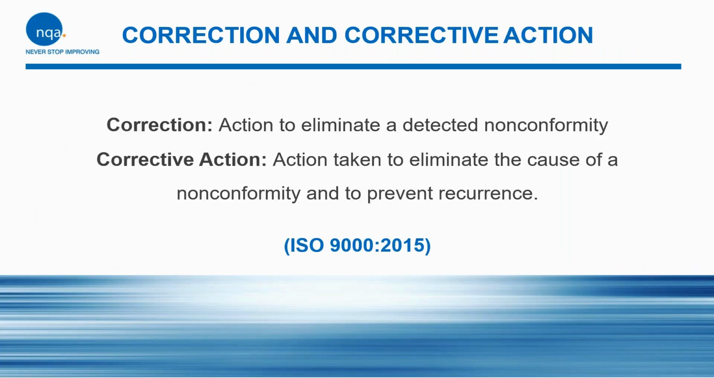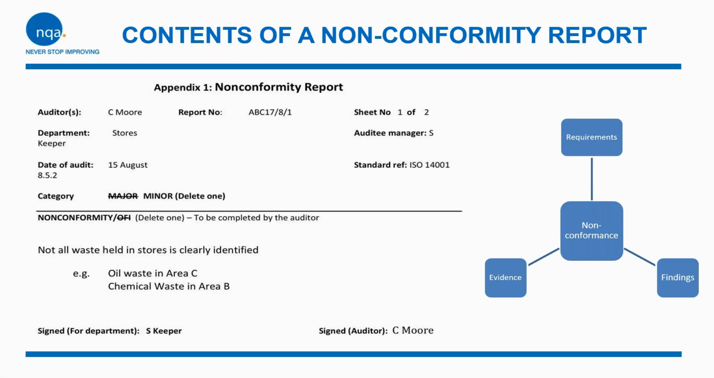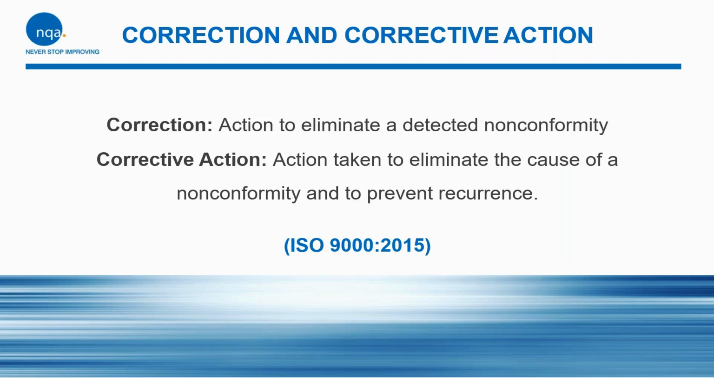But most importantly, at this stage the onus jumps from the auditor to the auditee, because they now have to do the correction and the corrective action process. Now, the correction is the action to eliminate the detected nonconformity. In this particular case, it will be addressing this particular example: the not all waste held in stores is clearly identified, and making sure that the oil waste in area C is resolved and the chemical waste in area B is clearly identified. So that will be the correction.